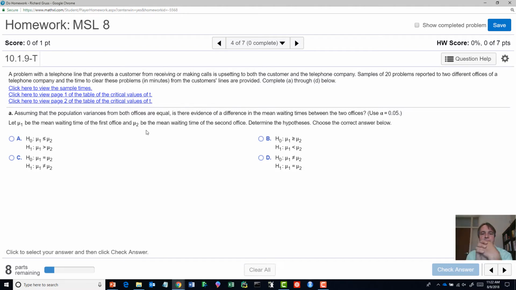or making calls is upsetting to both the customer and the telephone company. Samples of 20 problems reported to 2 different offices. Okay, so clearly a t-test situation, 2 different offices, independent. 2 different offices of a telephone company, and the time to clear these problems in minutes from the customer's lines are provided. Okay, so this is going to be an independent samples t-test.